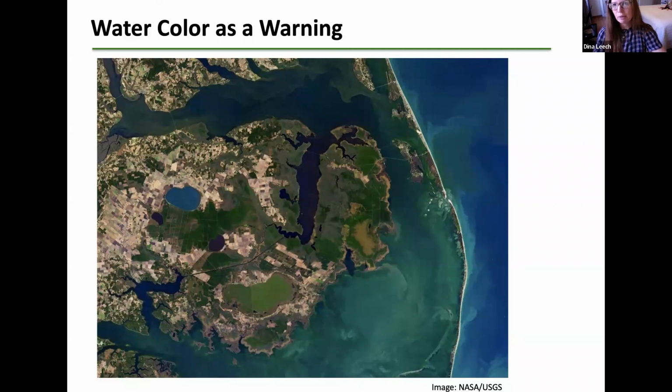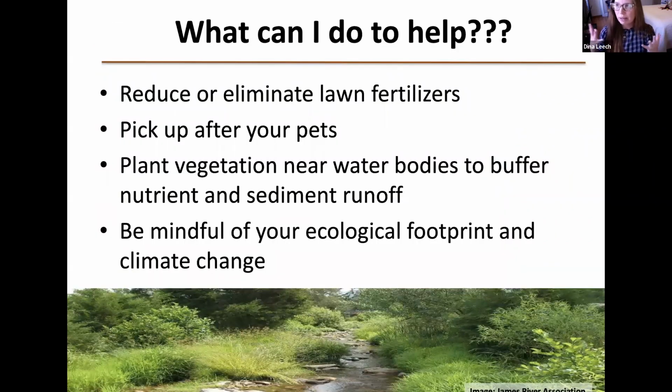You know, you might be thinking, well, what can I do to help? What can I do? And really, they start with small things. So some things that you could think about are maybe reducing or completely eliminating lawn fertilizer. I know that everybody likes a nice, fresh green lawn, but as we add nitrogen and phosphorus to our lawns, it could potentially run off into a nearby body of water and cause it to begin to shift in color.